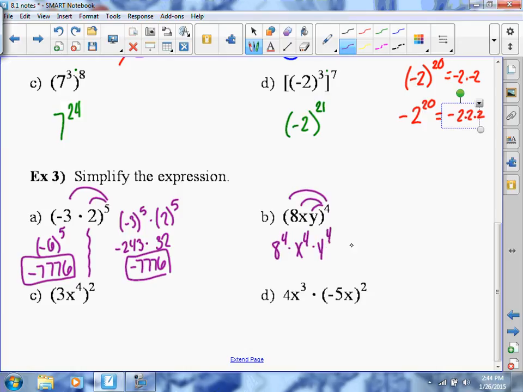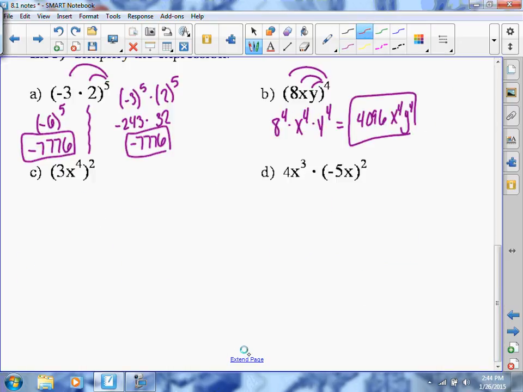And then 8 to the 4th, I can evaluate that. So that'll be 4,096. And then I'll just write x to the 4th, y to the 4th. Okay, so part B really only has one way to help us simplify that. But part C and D, there's a couple different ways that we could do these problems.